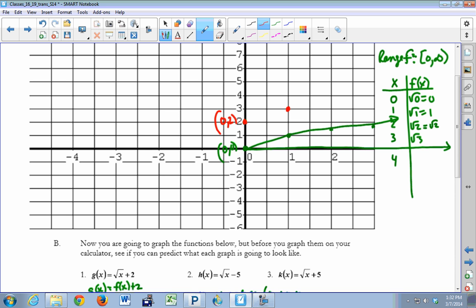2 square root of 2 now becomes 2 square root of 2 plus 2. So I just move up 2 units. 3 now becomes 3 square root of 3 plus 2. And then out here, instead of 4, 2, I have 4, 4. So I'm going to say that's right there. So again, it's this kind of slow curve increasing.